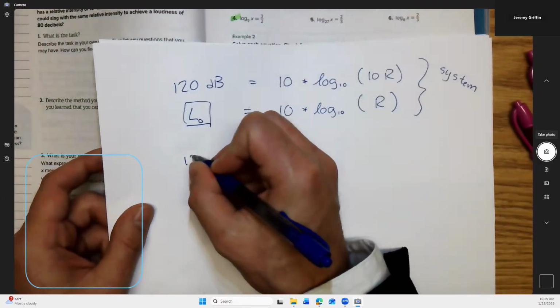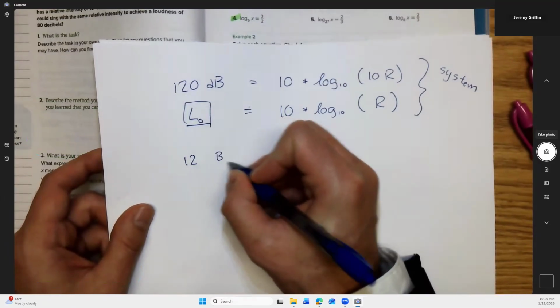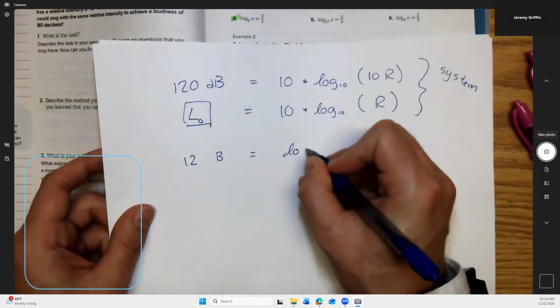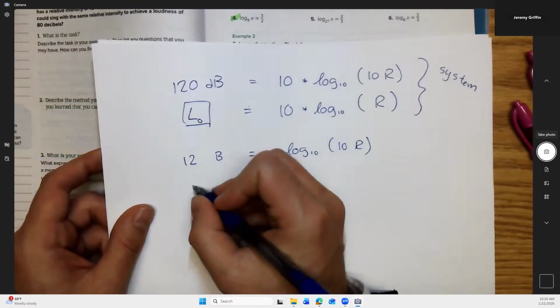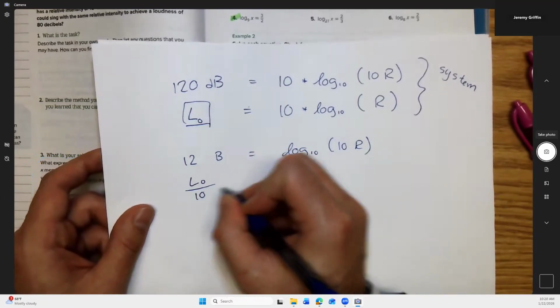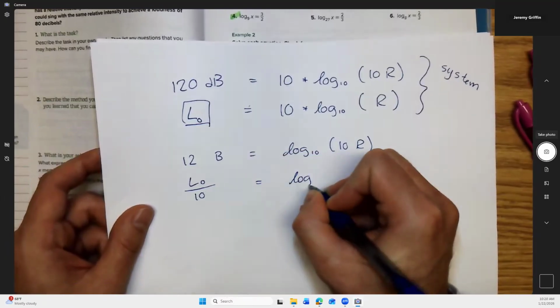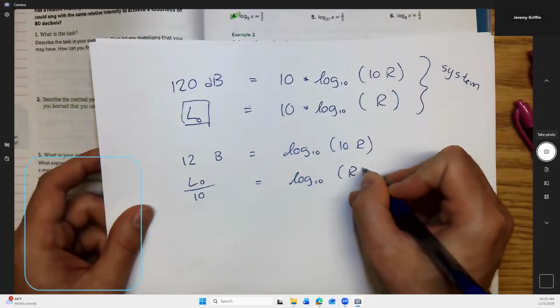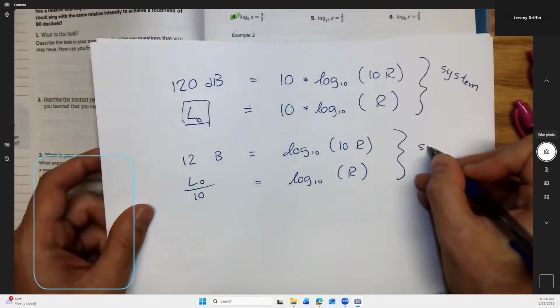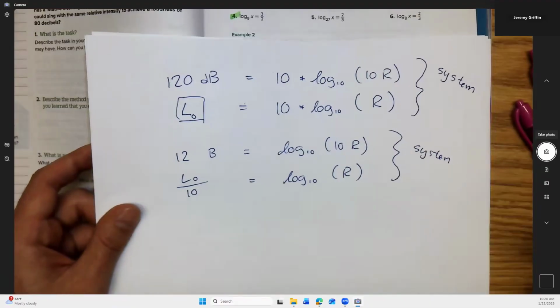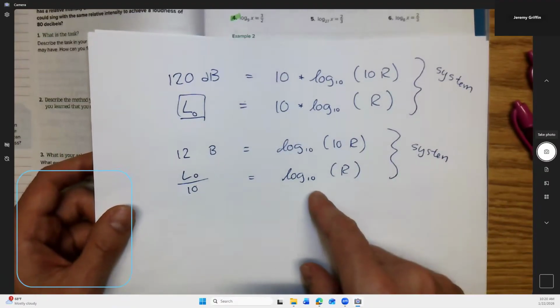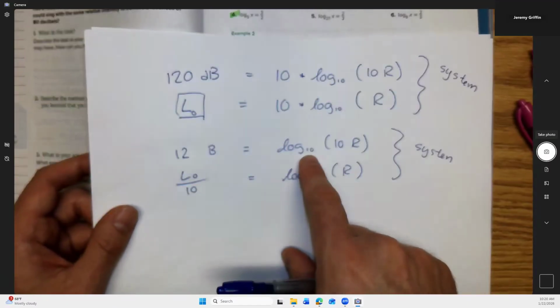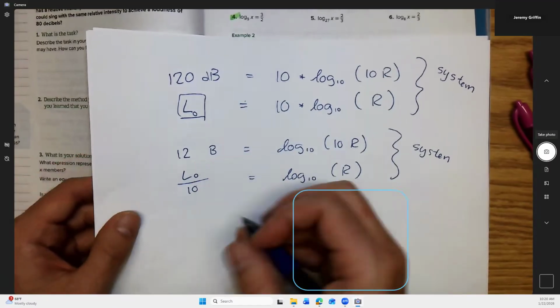So I'll get 12, and that would be bels, basically. It is log base 10 of 10R. And then over here, the original loudness divided by 10 is log base 10 of just a single R. So this is, again, my system. All I did was divide both sides by 10, so that next I can convert this into an exponent. So let's do base 10 to the power of the other side.